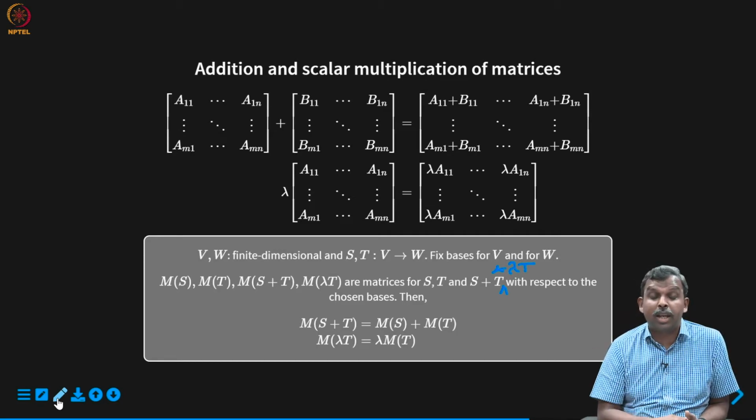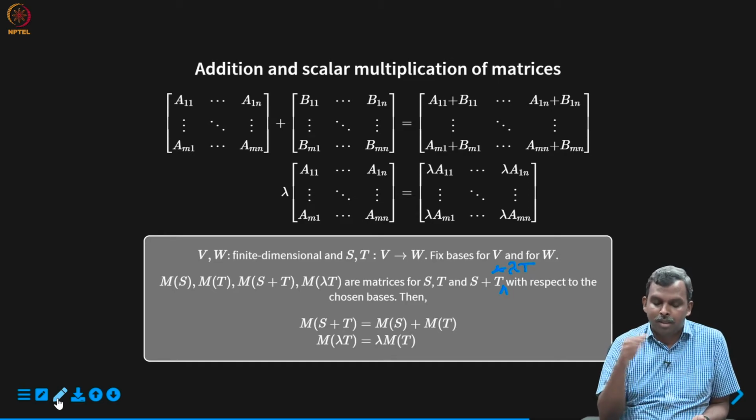So this is the reason why the matrices are added in that fashion. You add the corresponding elements, because when you add the linear maps, this is the corresponding thing to do. The same with the matrix of lambda T. When you look at the matrix of lambda T, it is exactly lambda times the matrix of T. One can prove these things. I am not going to prove it, it is not very hard, you have to write it down carefully, but this is the motivation for addition and scalar multiplication.